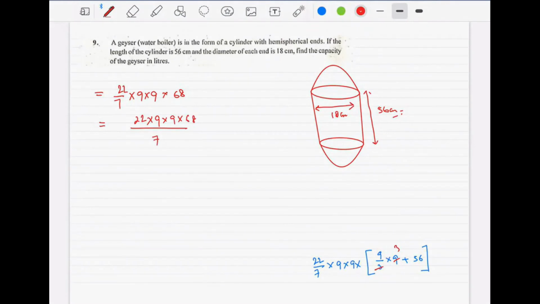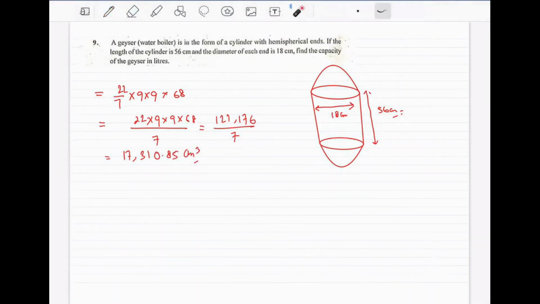Now whatever is given here is in terms of centimeter, right? So when you find out the volume, that's going to be in centimeters. So this value is 121,176 divided by 7. So the final value is 17,310.85 centimeter cube. Okay, but the question doesn't want the volume in terms of centimeter cube.